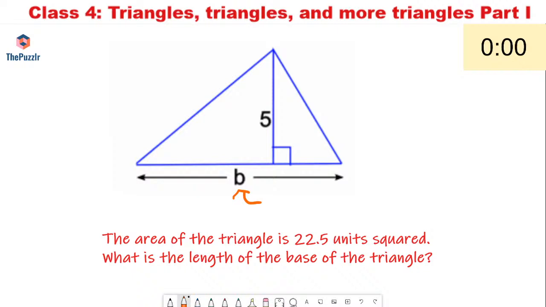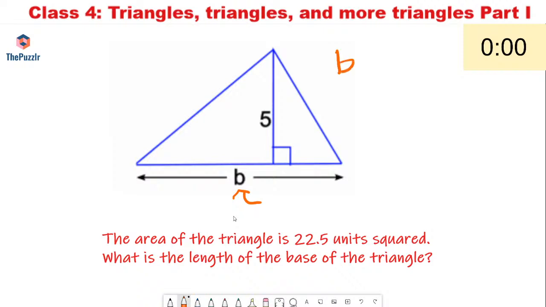Okay, let's see. In the chat, I'm getting a few different answers. 9, 45. I also see 45. What else do I see? Mainly 9.